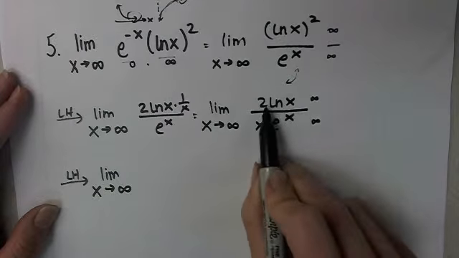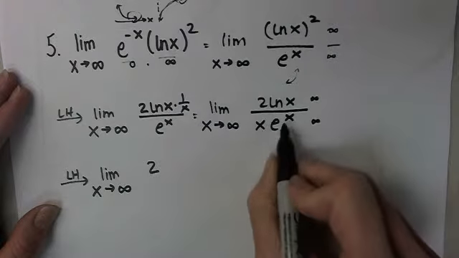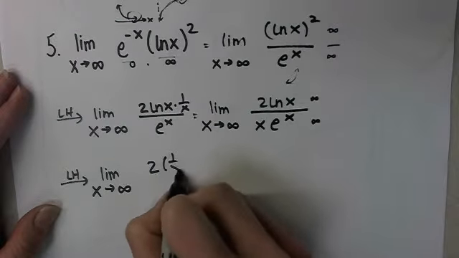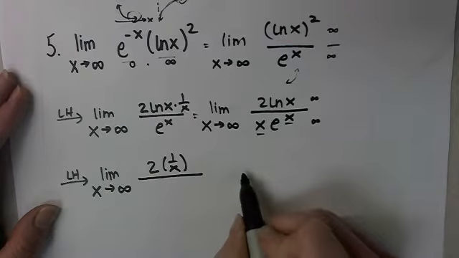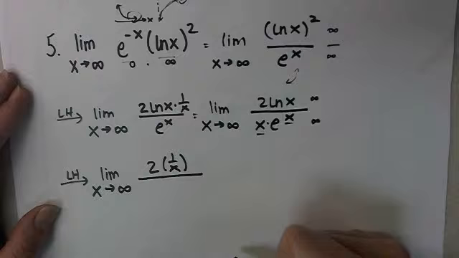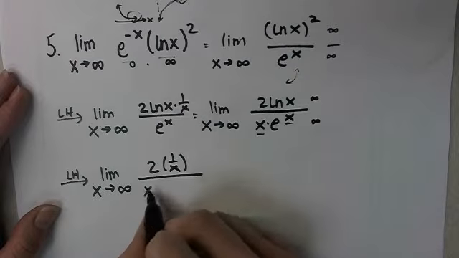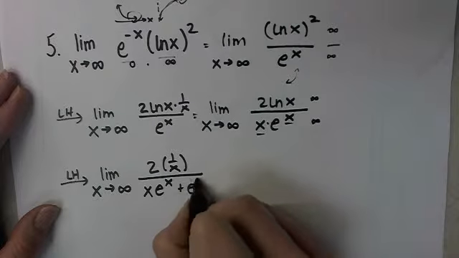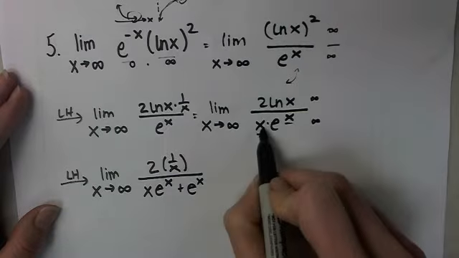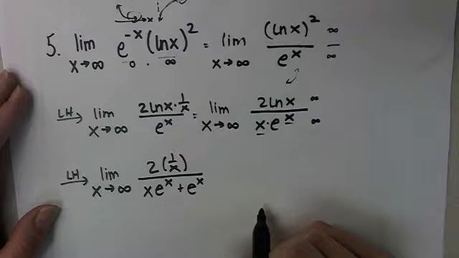The derivative of the top now, just 2 ln x, so the 2 pulls through, and the derivative of ln x is just 1 over x. Derivative of the bottom, I see 2 x's. They're held together with multiplication, so you're going to need to use the product rule. First times derivative of the second, which is just e to the x, plus second times derivative of the first, but derivative of x is just 1.